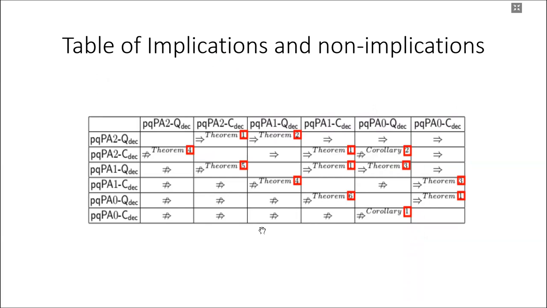Here is the table of our results, so all the implications and non-implications. Some of the implications and non-implications are easy to see by transitivity, or have a really obvious, trivial proof. I only discuss the non-implications that are not easy to see, so the formal proofs.